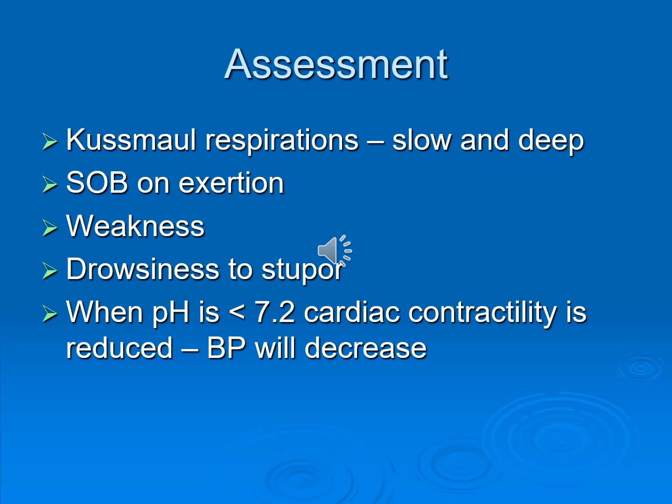If a patient has metabolic acidosis, some assessment findings that you will see are those Kussmaul respirations. They're slow and they're deep. Shortness of breath on exertion, weakness, drowsiness to stupor, and when that pH is less than 7.2, the cardiac contractility is reduced, so their blood pressure will decrease as well.